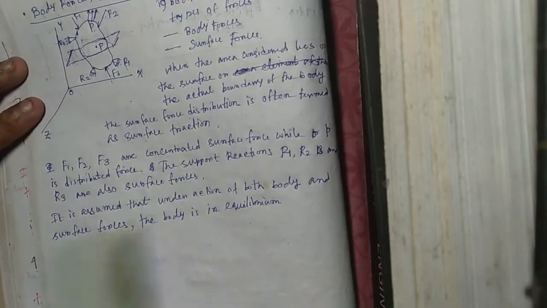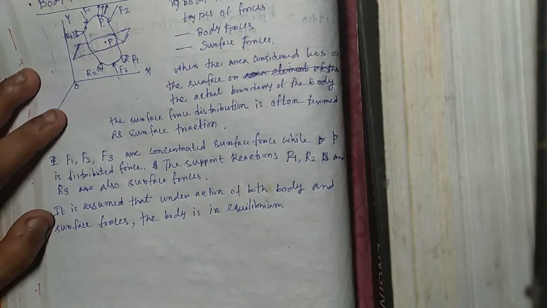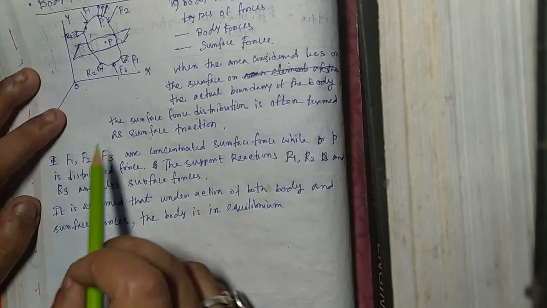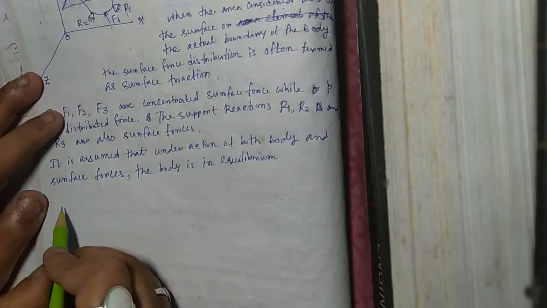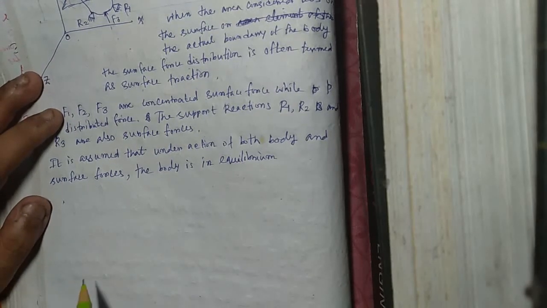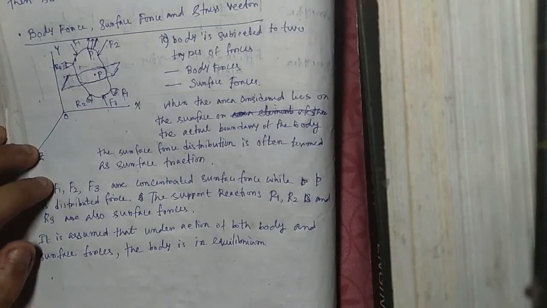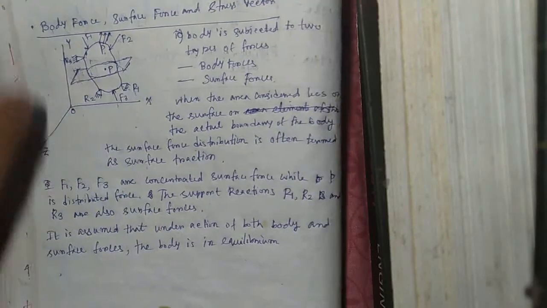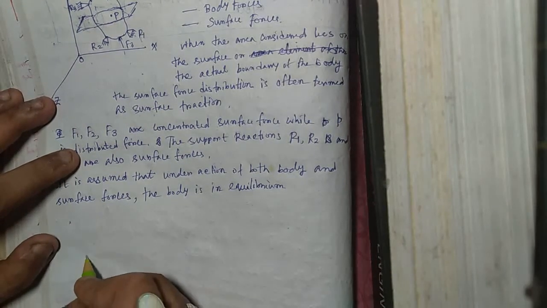Let P be a point inside the body with coordinates x, y, z. We have to cut the body in two parts. To analyze these body forces, surface forces or the stress vectors, we have to cut this body in two parts. So I draw the two parts.